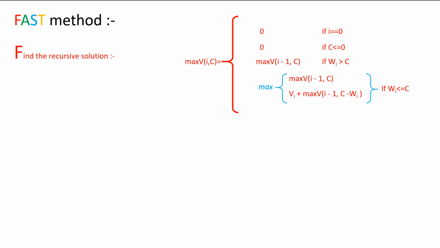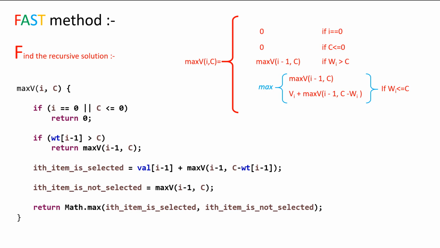So our code will look something like this. We have a function maxv of i and c. Guys, I'll show you how I translated this code from this formula. If you can see, I have included both conditions: if i equals 0 and c is less than or equal to 0, the result should be 0. So I am returning 0 over here.